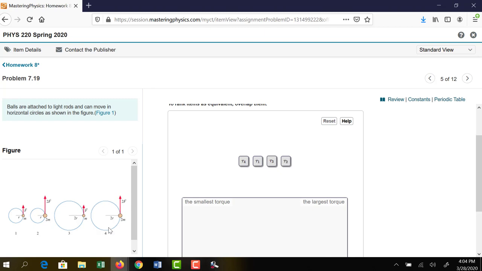So again, torque is the distance to the pivot point and then the perpendicular part of the force. And in all of these, the force is perpendicular to the lever arm. Okay, and then you can move them over here and rank them from smallest to largest. Let's click to the next one.